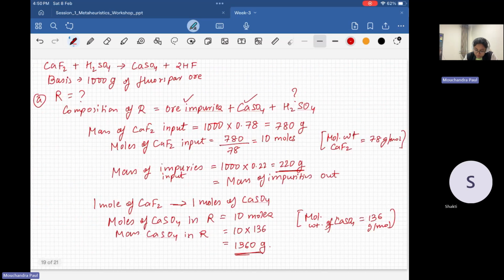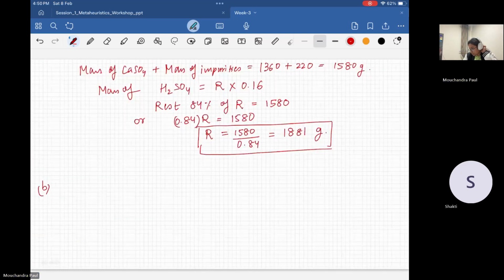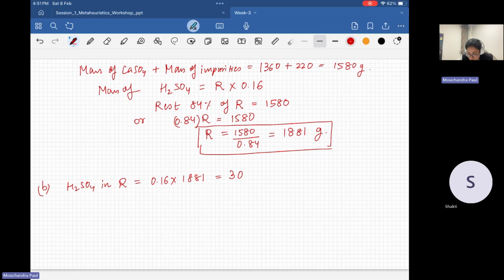Now for part B, where we have to calculate S. S is the total acid solution that we are given. So for that, first let's calculate the H2SO4 in R. We already know the R, so it will be 0.16 into 1881. So it will be 301 grams. This is the H2SO4 that is there in R.